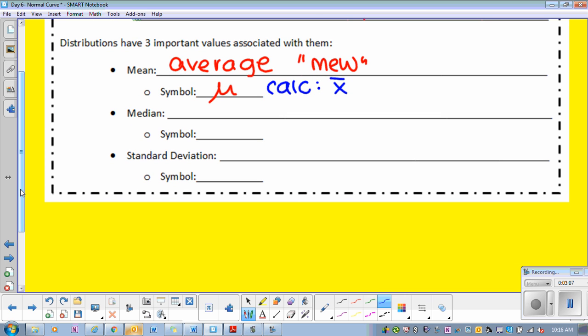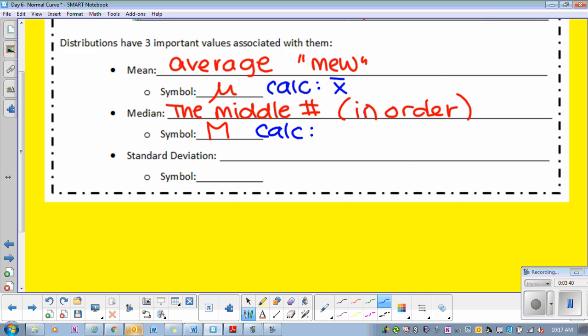So now your median, you guys told me this, is which number? The middle number. But just the random order middle number? No, it has to be in order from the least to the greatest. So the middle number, and I'm going to put them in order. The symbol for this is just a capital M, but in your calculator, it will say MED, for median.